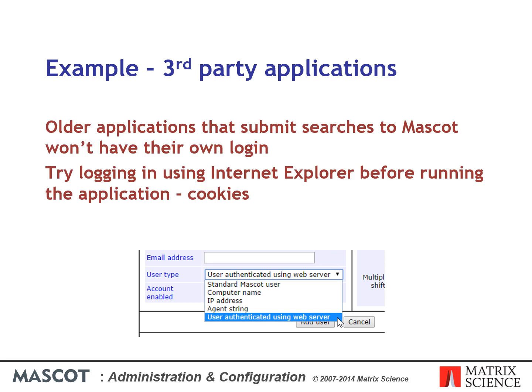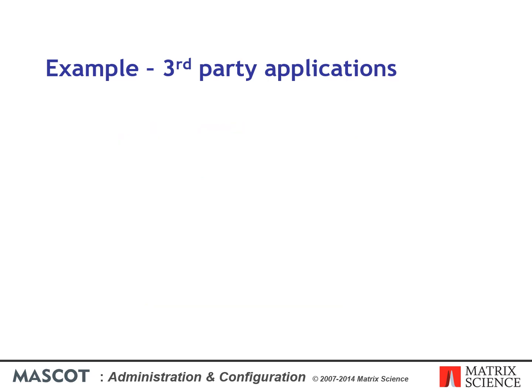There are potential issues with older legacy applications that interface with Mascot but don't have code to support the security system. Since session IDs are saved as cookies, and most Windows applications that access websites use Microsoft Internet Explorer libraries, it may be sufficient just to log in from an Internet Explorer browser window before starting the application. Alternatively, you can use one of the special user types. These methods are less secure than a password-protected login, but ensure that all applications are able to connect somehow.